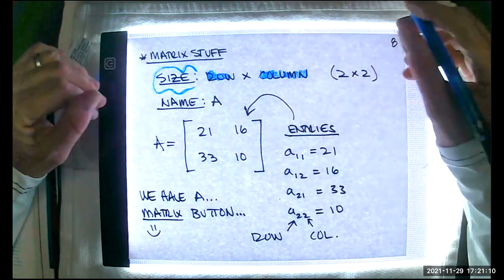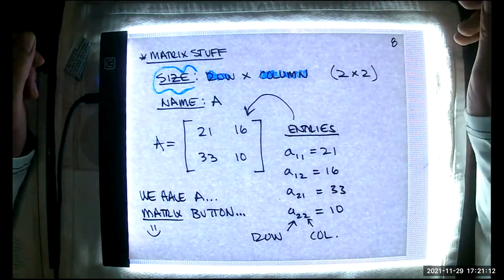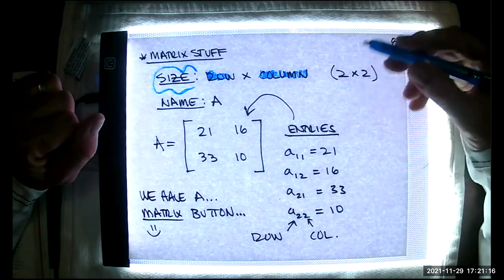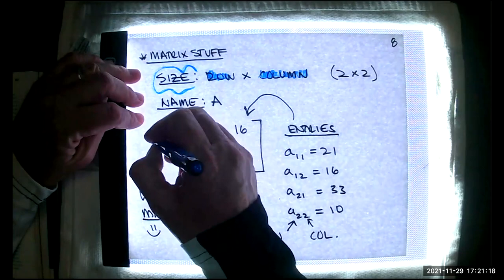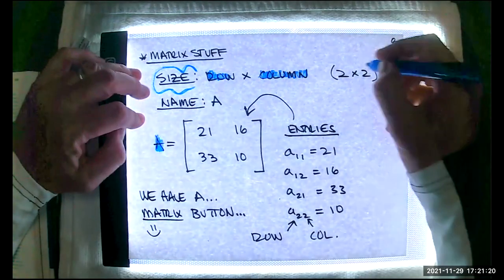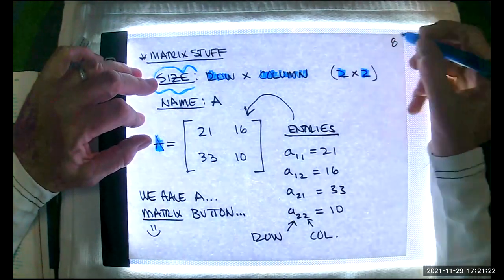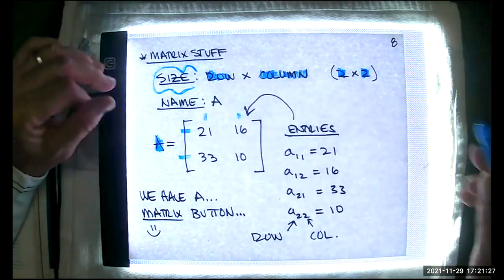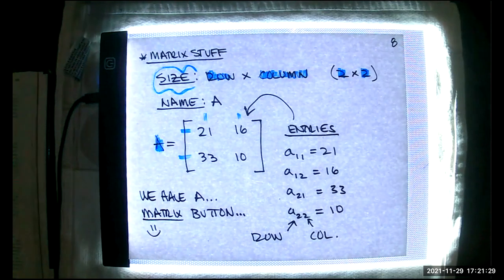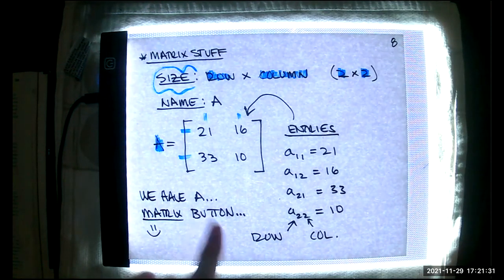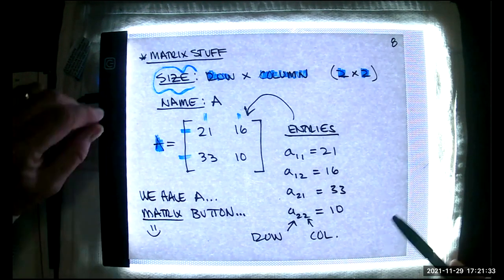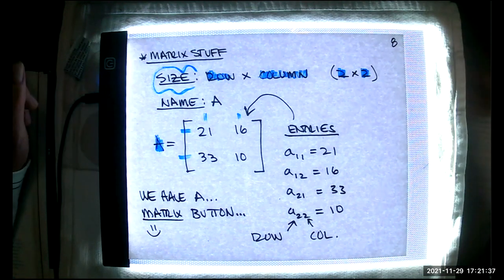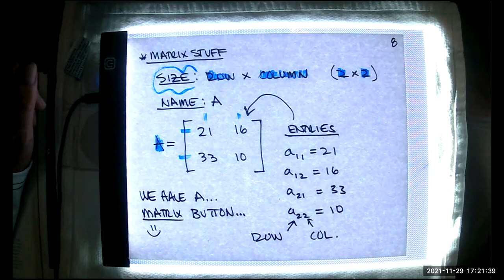That's the mathematical definition. Software and whatnot sometimes can mess around with that, but the matrix on the previous screen, that matrix A, is a 2 by 2 matrix because it's got 2 rows and 2 columns. Now, the numbers inside the matrix are called entries, and there are essentially coordinates to help us find each entry.